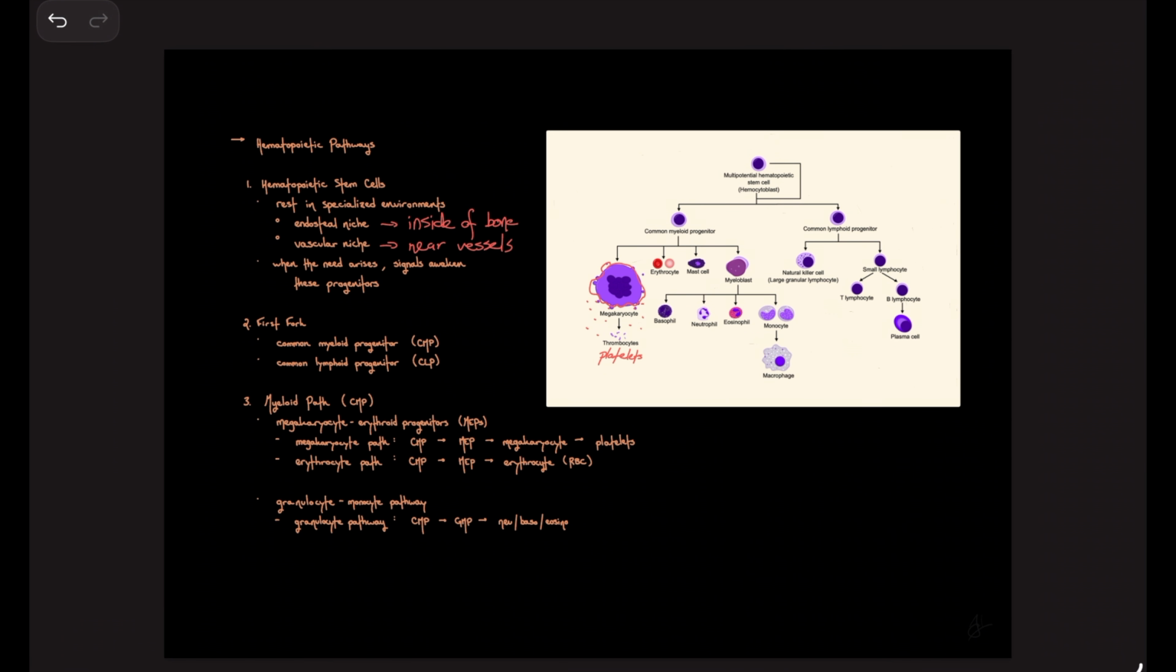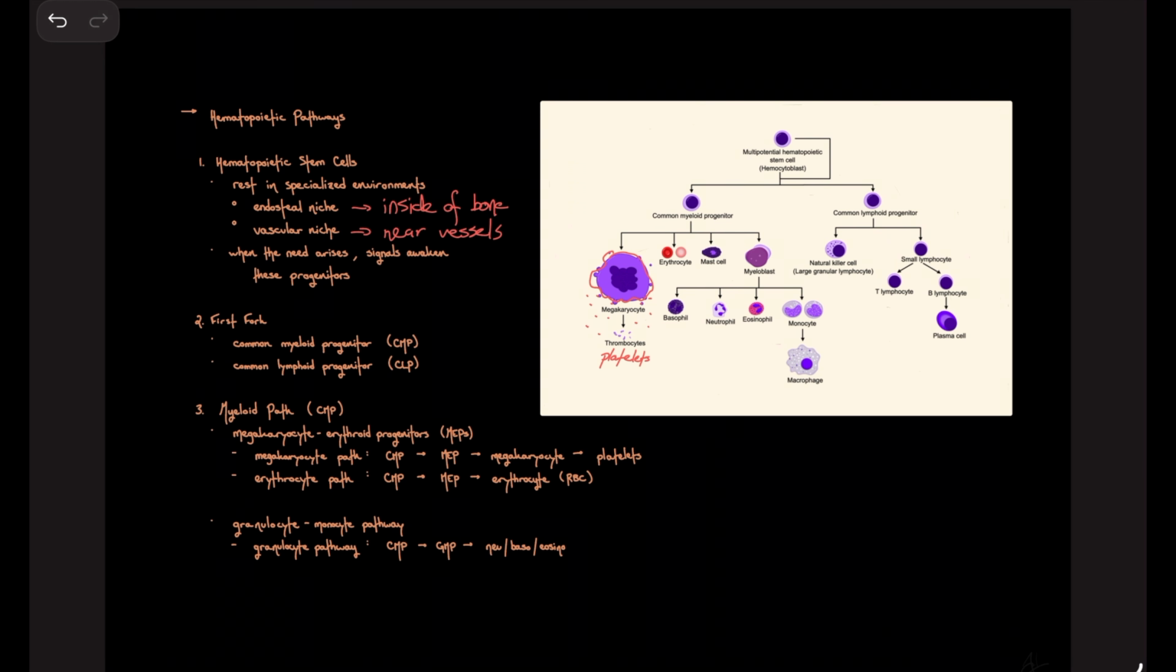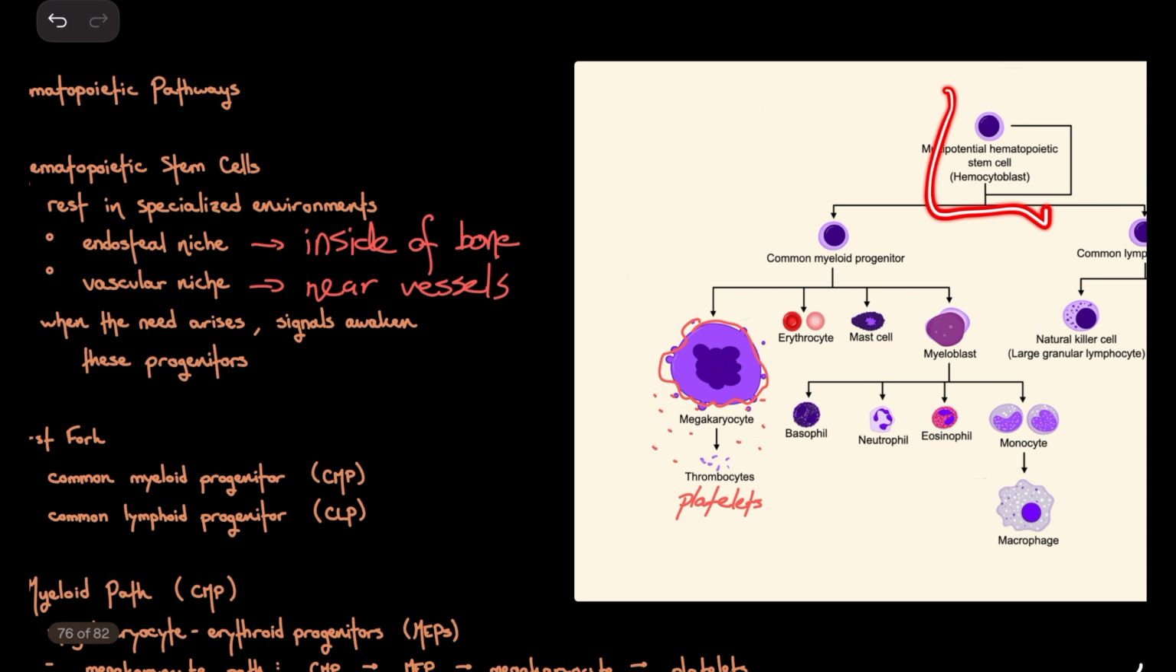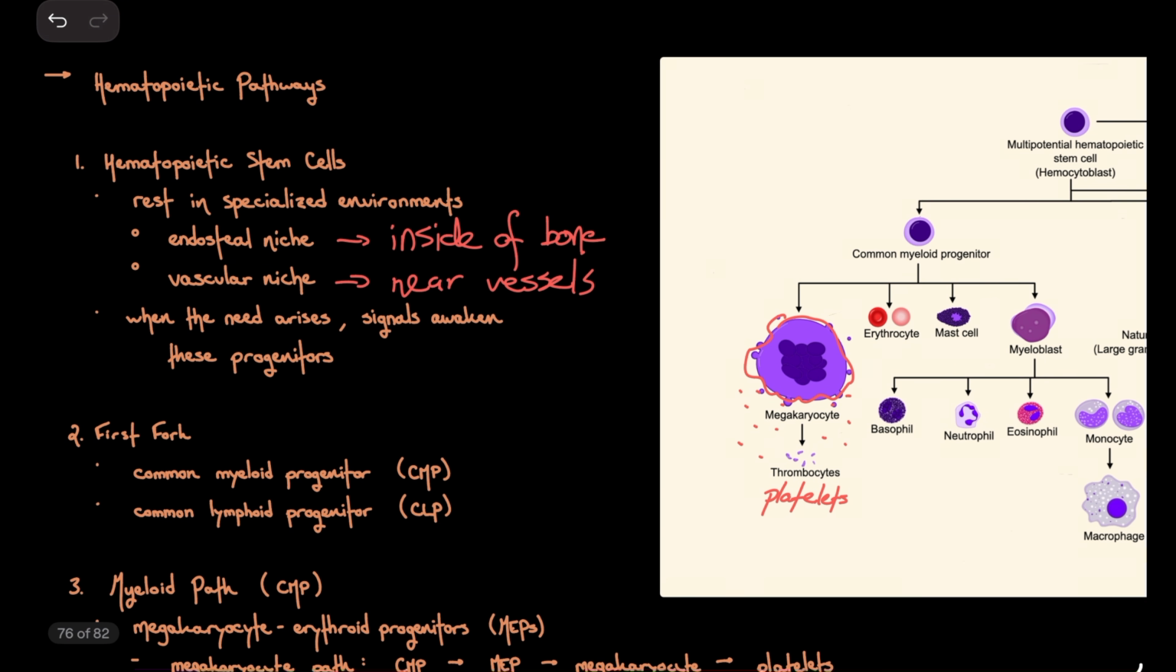All right, now let's go back into the pathways a little more. Nothing too crazy, but I do want you guys to know these because it's also important for understanding different conditions of the blood. All right, so my hematopoietic stem cells, those are the stem cells within my bone marrow that can become any of these blood cells. And they're going to rest in those specialized environments, either in the endosteal niche, like the inner surface of bone, or sometimes in the vascular niche where all the vessels are.